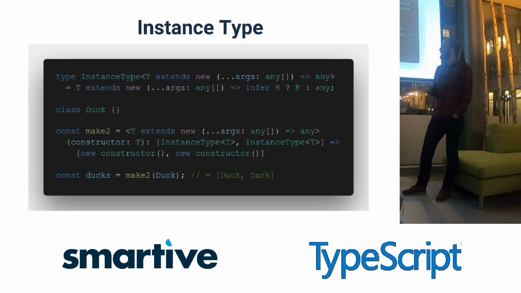Okay, instance type, this is the last, I think. The last type is the same principle, but for constructors. So let's say you have a class Duck. Now think about Duck not as a type, but as a constructor function, a function variable. This make2 is a function that takes a constructor and returns an array with two instantiations of what the constructor builds. So here we have two ducks. And the interesting part is the actual type that you get here: the type is the instance type of this constructor, twice.